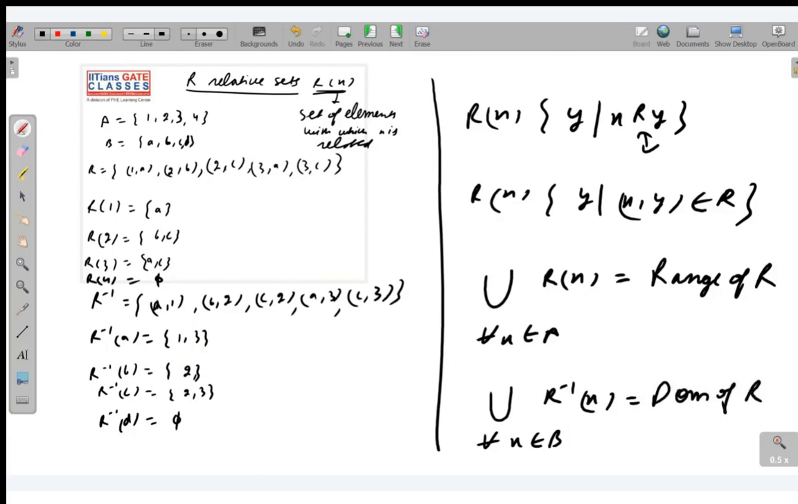Yes, sir. In R inverse, if we have to focus on R inverse, we will get the domain of R. In R we are doing the range of R. This is R. Domain of R we will get. Okay, so take a snapshot. I will jump to the next slide.